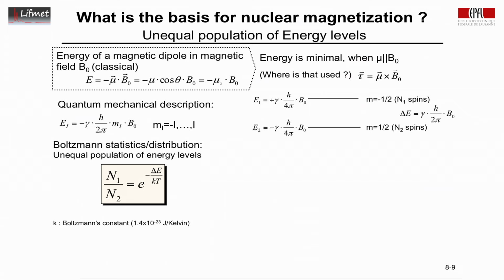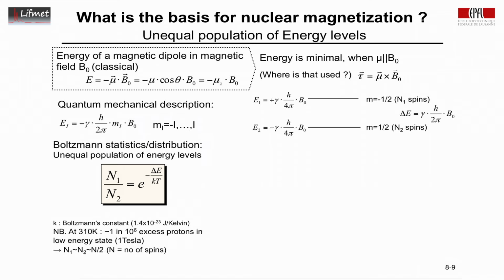K is the Boltzmann constant. Here is its value given. It's not really important. But what is important, if you look at this ratio and you do the math, you plug this in, you calculate the delta E divided by kT, at 310 Kelvin, which is roughly our body temperature, you'll find that at a field of 1 Tesla, if you look at the proton spins, so we take the gyromagnetic ratio of the hydrogen-1 nucleus, the proton, then for every million protons in the higher energy level, there are 1,000,001 protons in the lower energy level. That makes an excess, a difference between the two energy levels, of 1 out of a million.